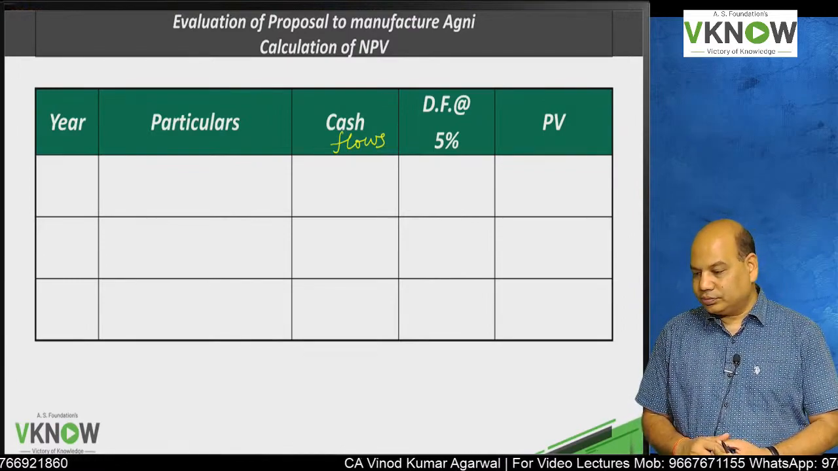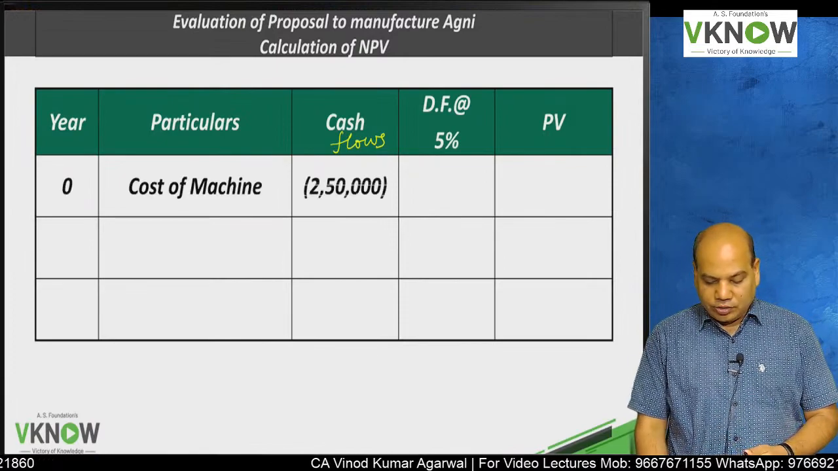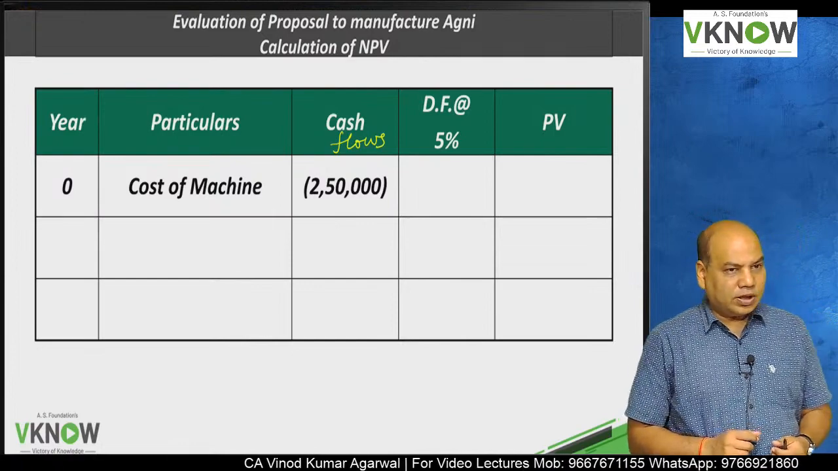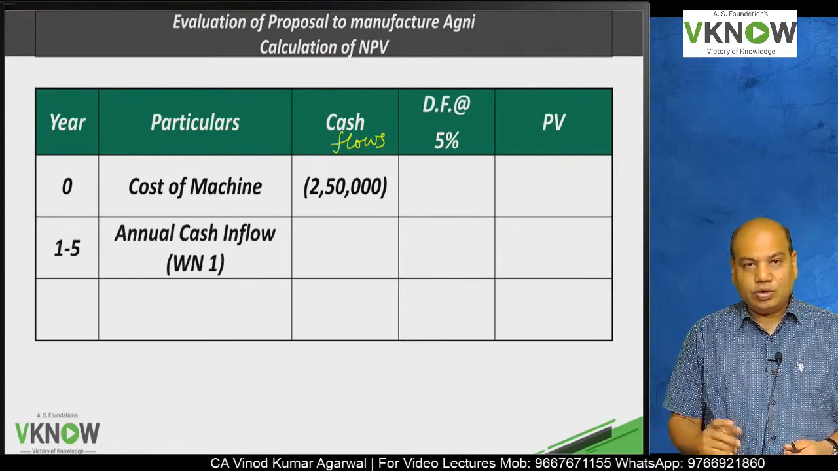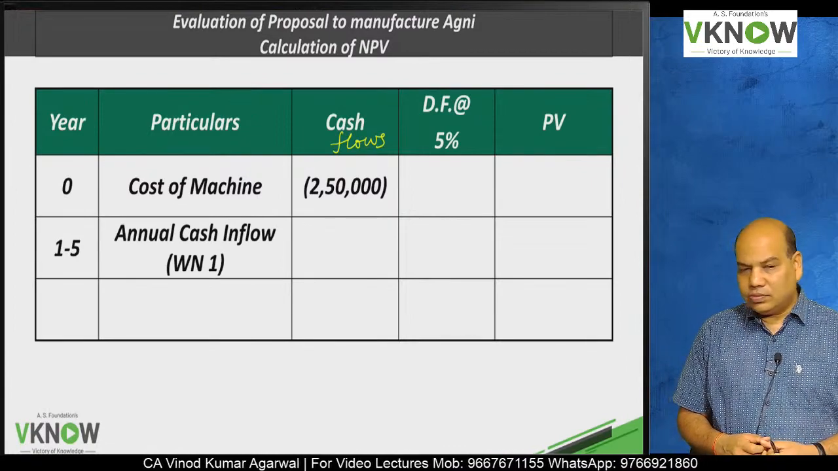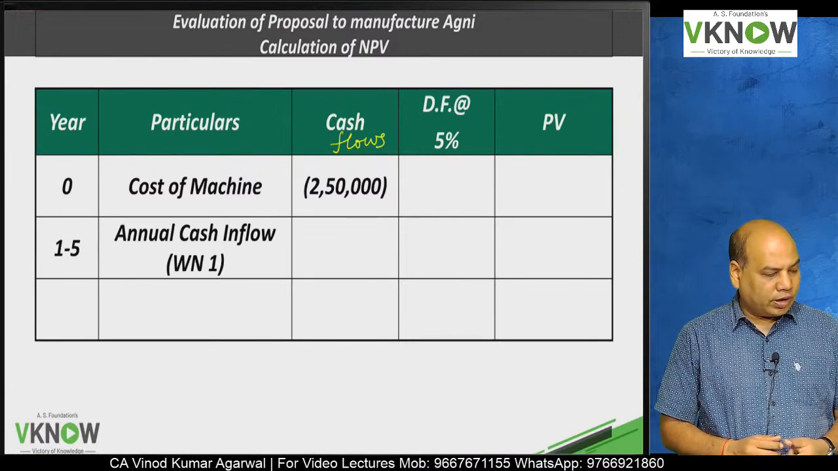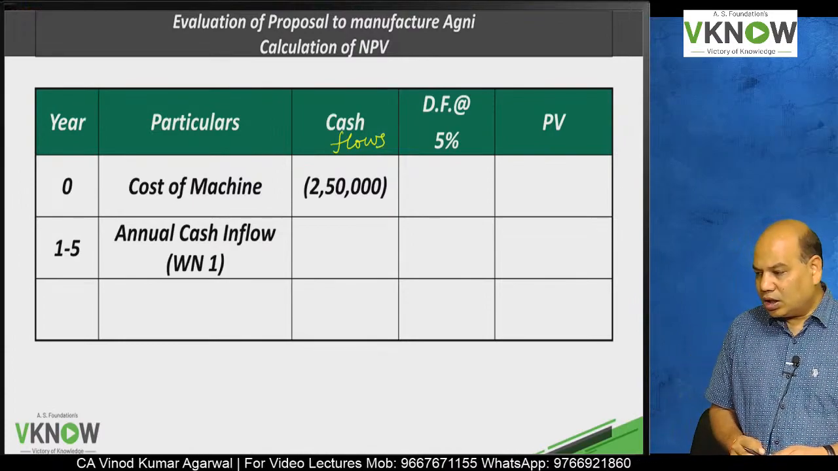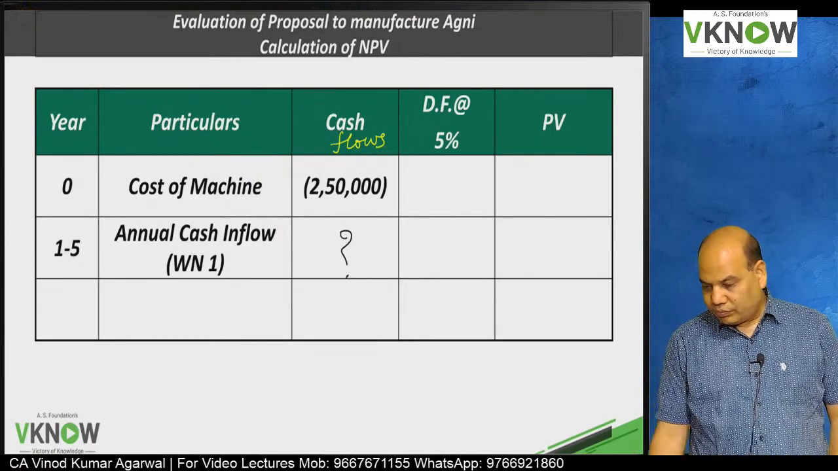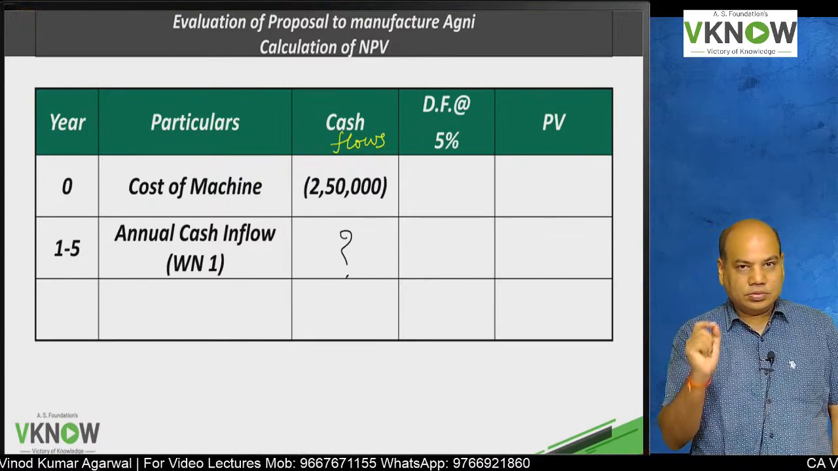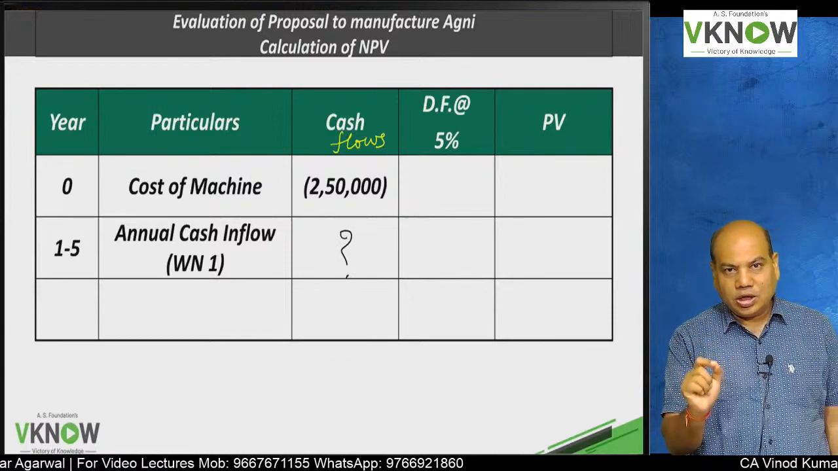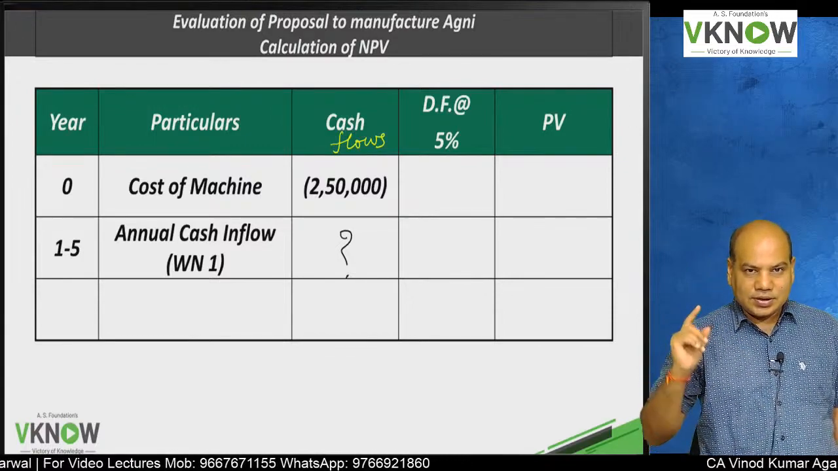adjustment also. First you write down year 0, cost of the machine 2,50,000. Year 1 to 5, annual cash inflow, working note 1. Annual cash inflow, working note 1. So I will give you 20 seconds to try and tell me what is annual cash inflow. 20 seconds starts now.